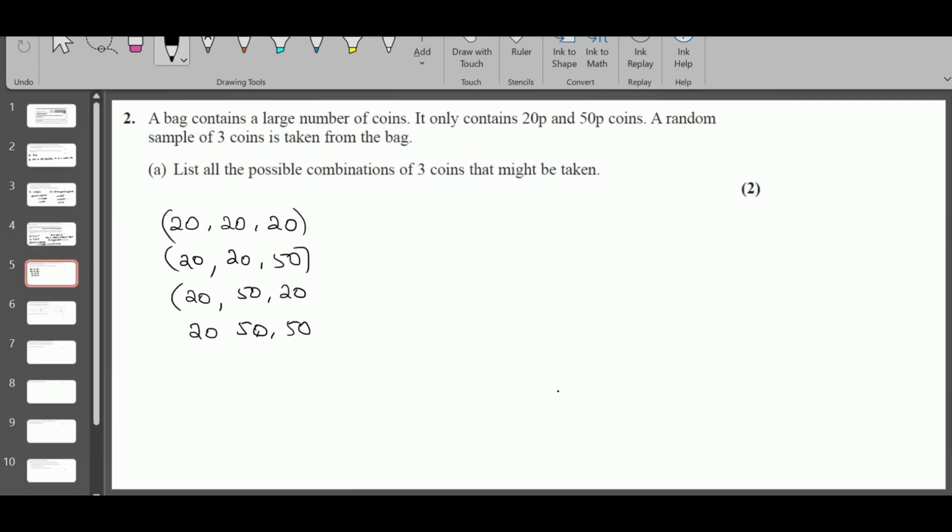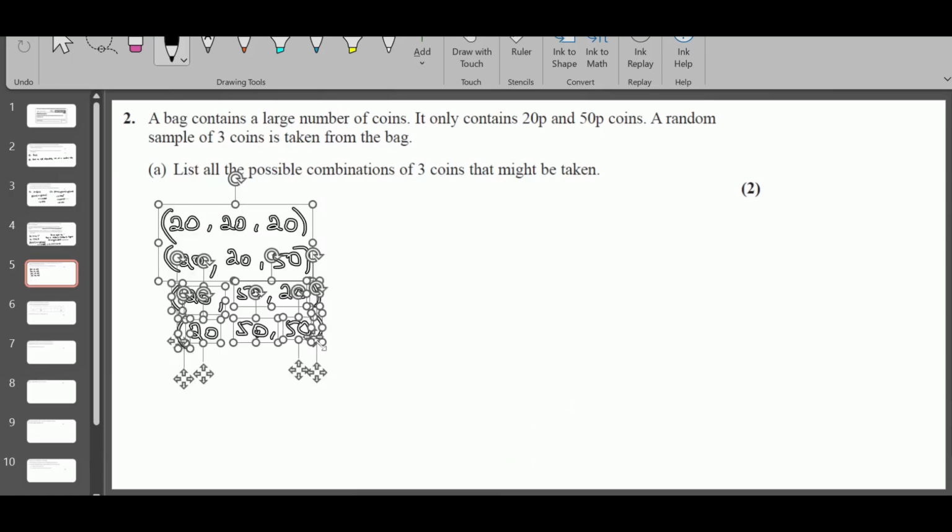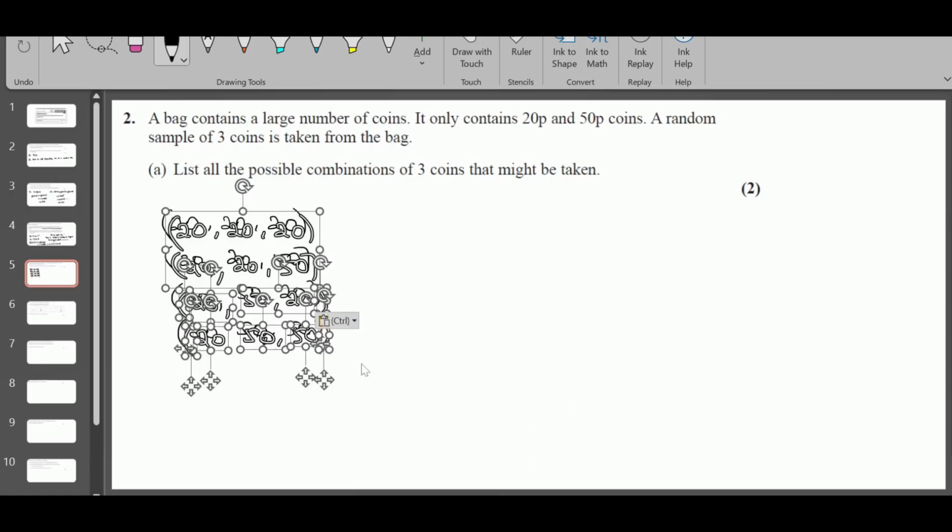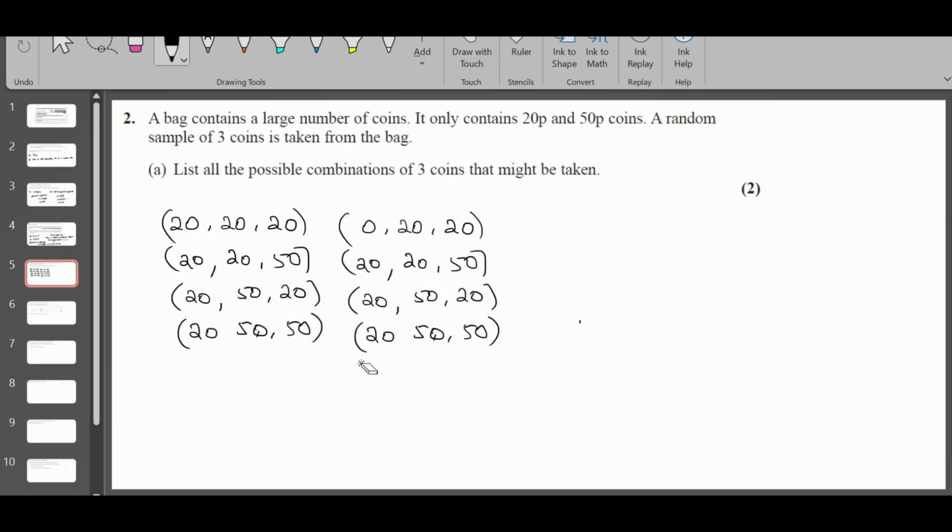And then we write the same combinations starting from 50. So I'm going to copy this whole thing, paste it here, and write the same combinations starting with 50. So we got a total of 8 possible combinations, that's all. If you write all these 8 combinations, you will be given 2 marks.